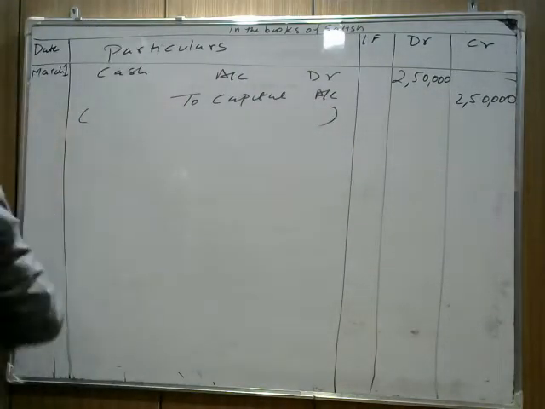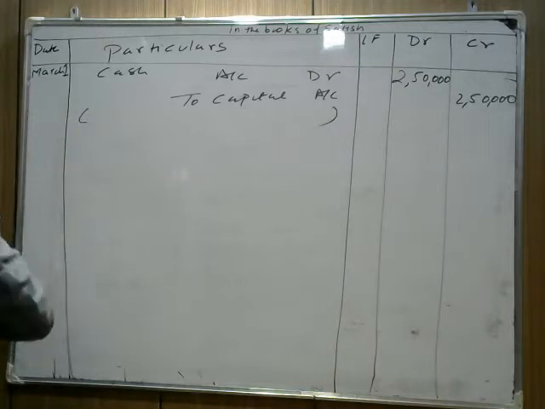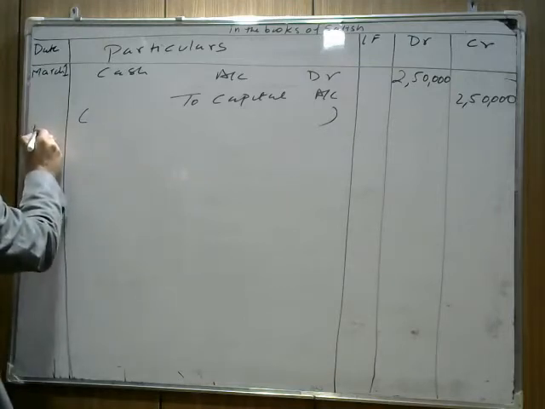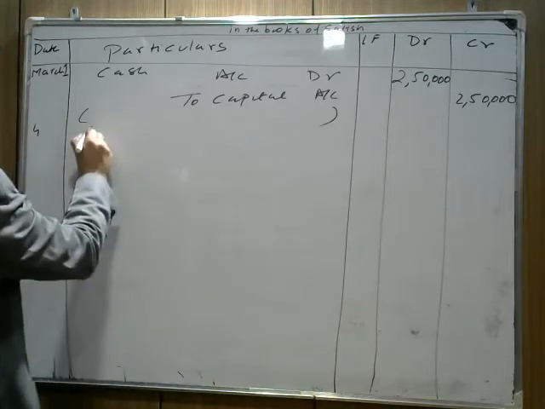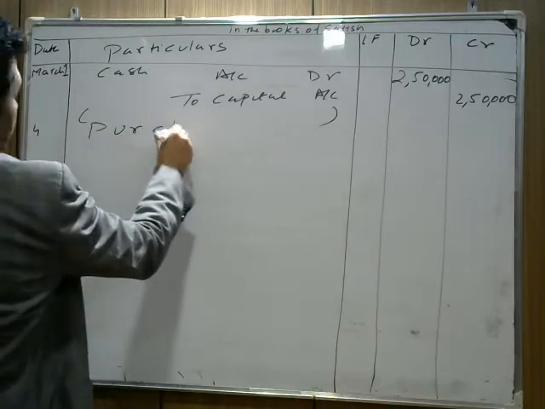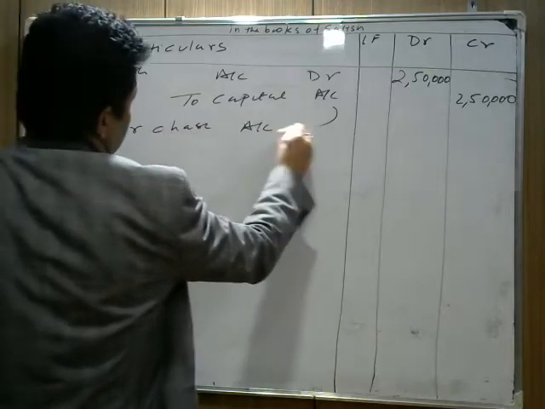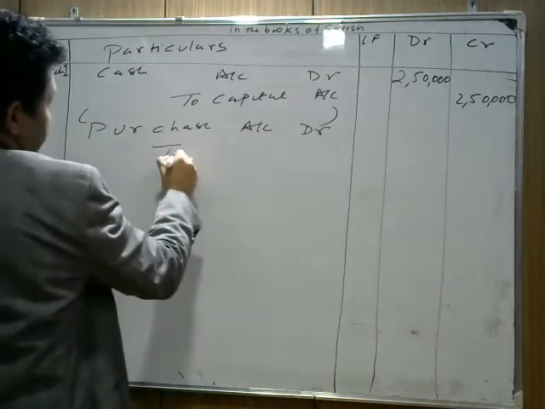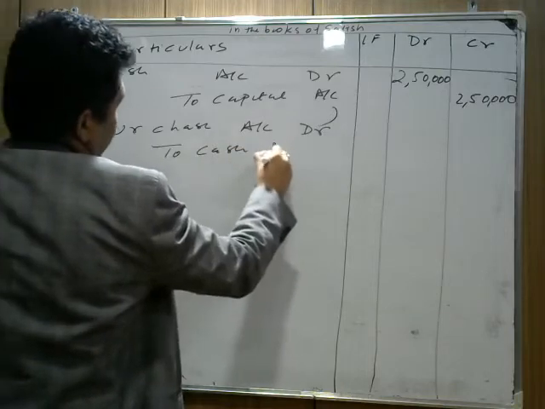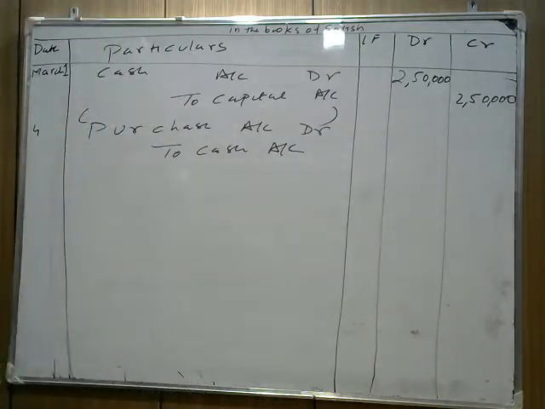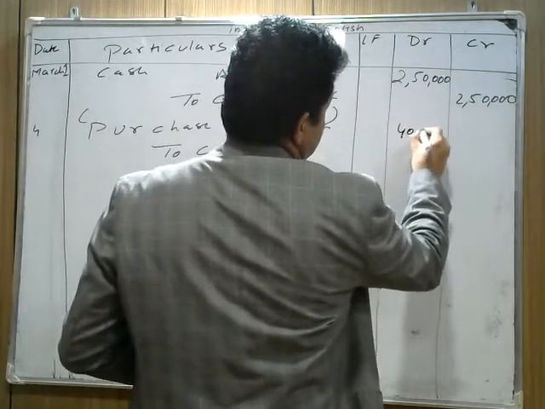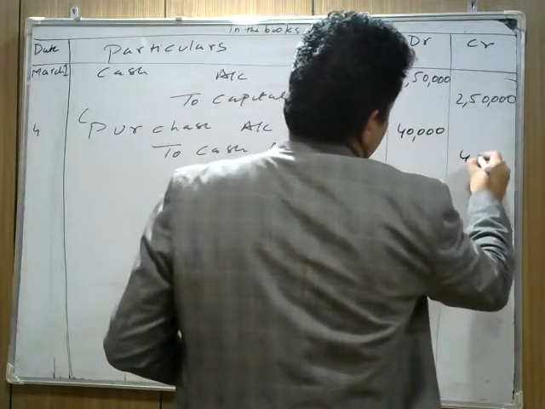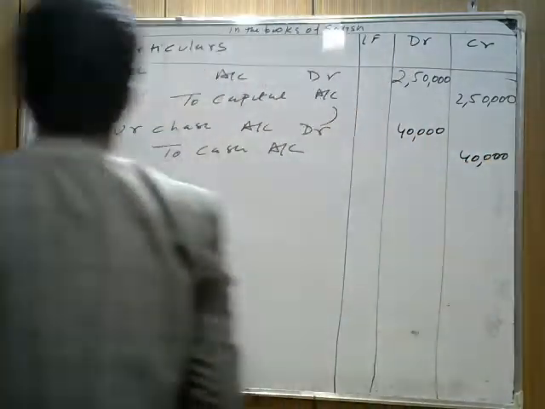The next mention is on March 4th, and they say that goods were purchased for cash. So we write the entry: purchase account debit to cash account. I'm not writing the narration. I hope you know the journal entry. I'm writing the questions very quickly so that you can understand. With the help of journal entries, you can prepare the ledgers. The basic aim here is to prepare ledgers. It is 40,000, being goods purchased in cash.